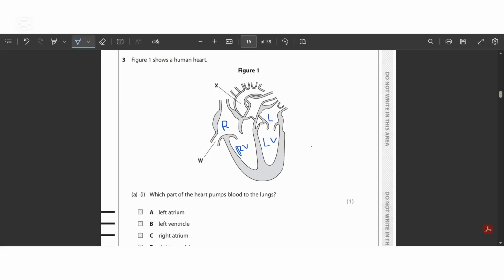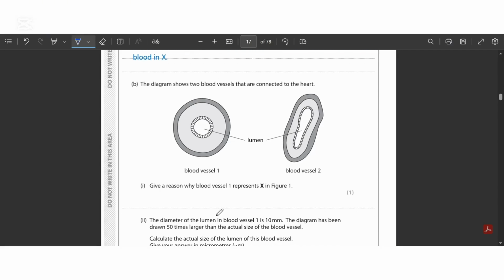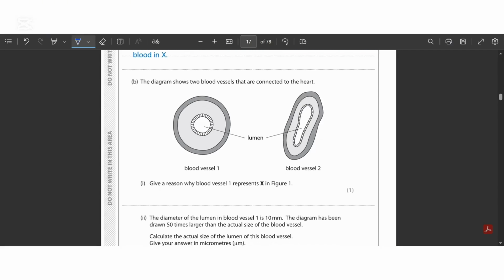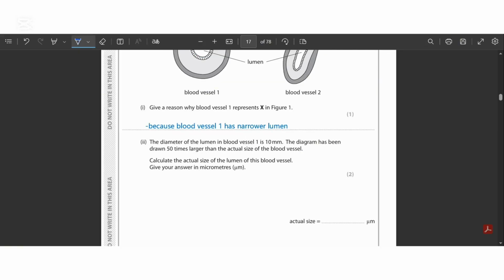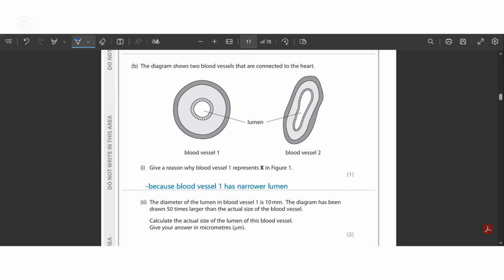And if we look at diagram 1 here, which is blood vessel 1, you can see that it has a smaller lumen and thick muscular walls compared to blood vessel 2. Hence, we can say that X is representing blood vessel 1. So let's answer this question. Since it is a one marker question, I have written that because blood vessel 1 has a narrower lumen, it is similar to X over here, as you can see.